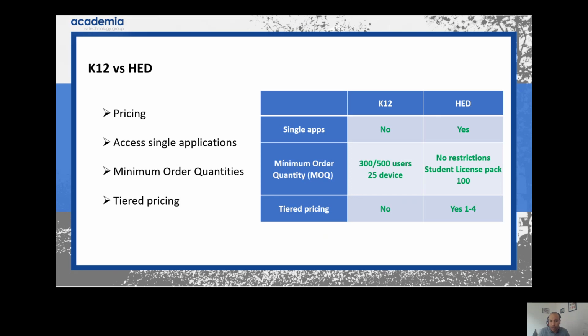And there is a minimum order quantity of 25 devices as well. For higher education, there are no restrictions as standard. You could buy one license, one single app. The only minimum order quantity relates to that student license pack, which is a minimum order of 100. And there is tiered pricing on higher education, levels 1 to 4, and there is not for K-12.